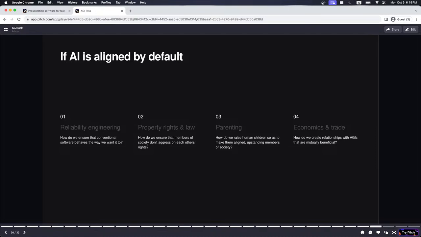And then finally, there's economics and trade. Just like how in the real world, people will voluntarily trade with each other for mutual benefit, how can we create economies or relationships with AGIs that are mutually beneficial?